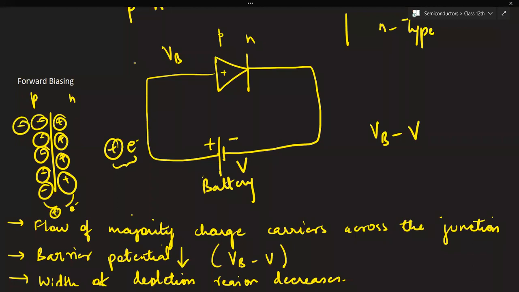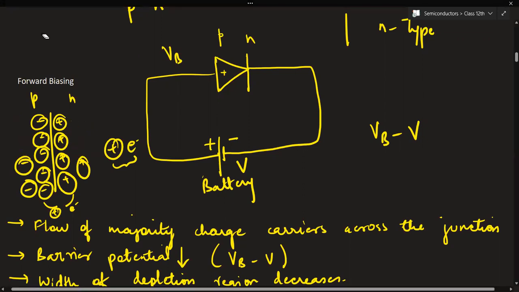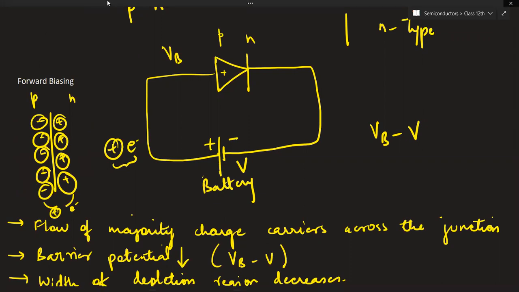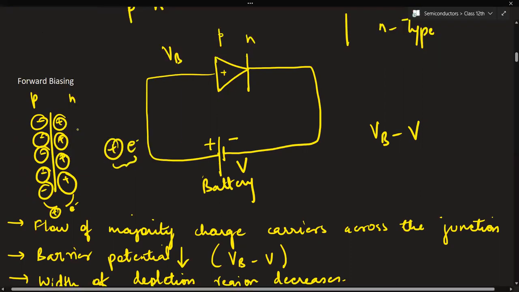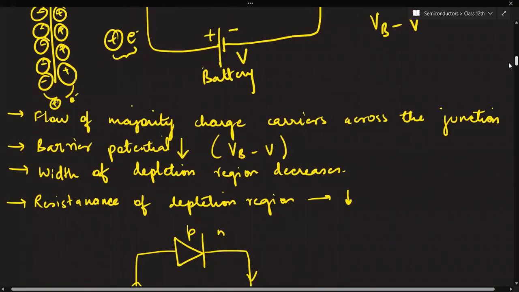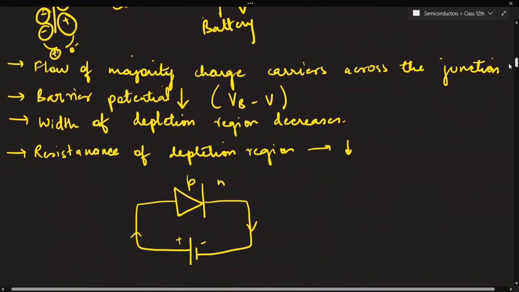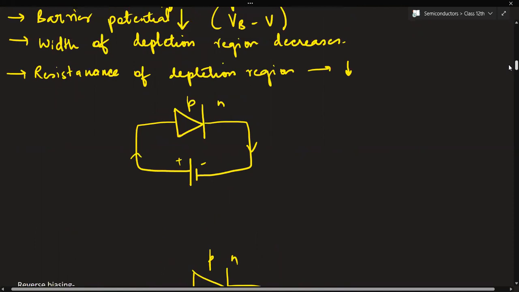If the layer was this much thick, this was the depletion layer. Now what will happen? One negative, one positive, one negative, one positive, they will combine with each other. Once they combine, that will lead to a decrement in the depletion layer. So flow of majority charge carriers occurs across the junction, barrier potential decreases, width of the depletion region decreases, and the resistance of the depletion region also decreases. In the circuit, you will be getting this junction biasing.